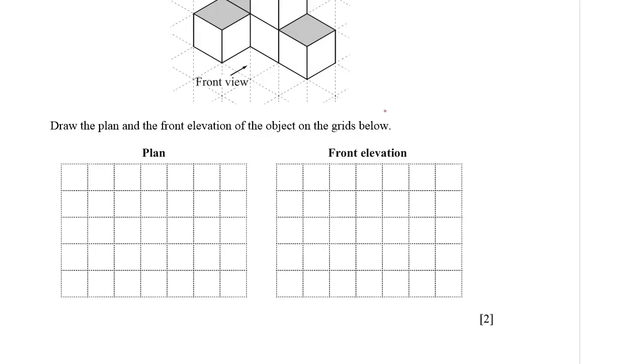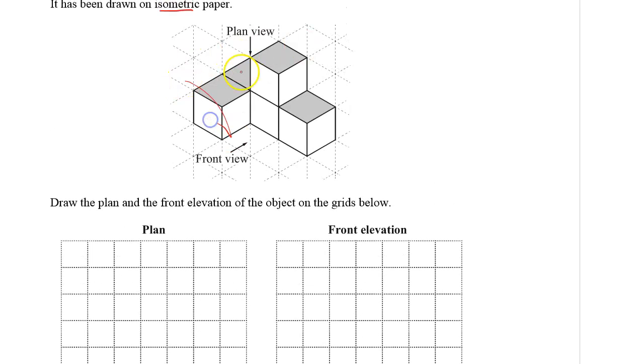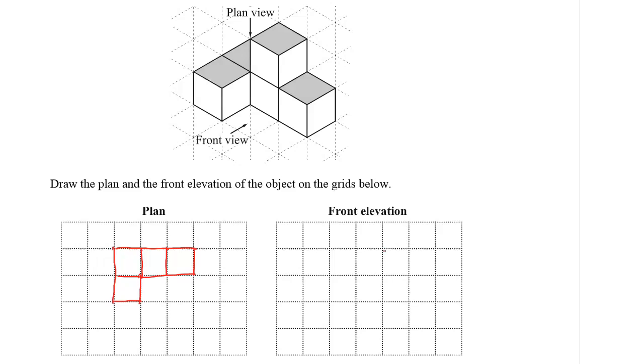Okay, so you can see this side, the plan goes this way and this way. So you can draw that. You can draw 3 cubes, this is 1, 2, 3, and then 1 cube here. This is the plan. What about the front elevation?